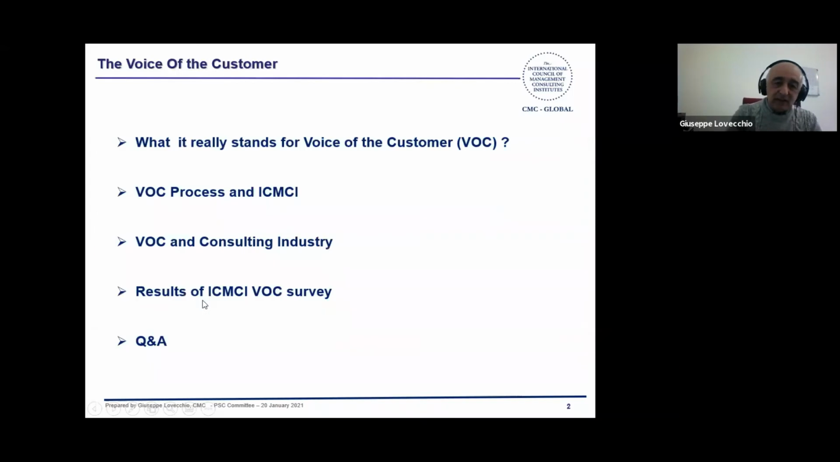Okay, we start. So the agenda is like this. We start with the meaning of the Voice of the Customer, what it really stands for. Then we'll see a bit the Voice of the Customer process and the ICMCI, the impact of the Voice of the Customer on the consulting industry today, and the results of our survey. And at the end, we'll be able to take a session of Q&A.